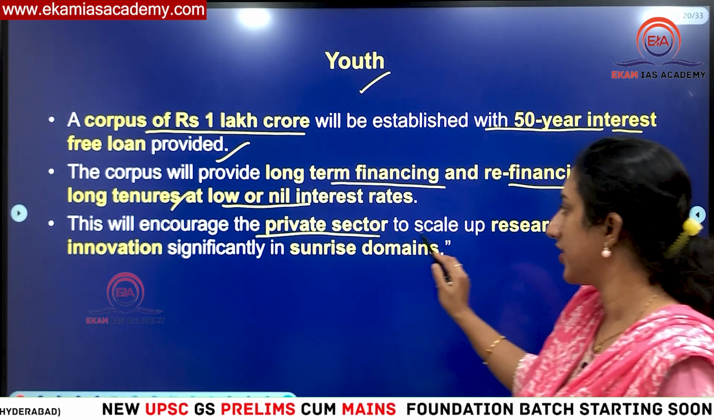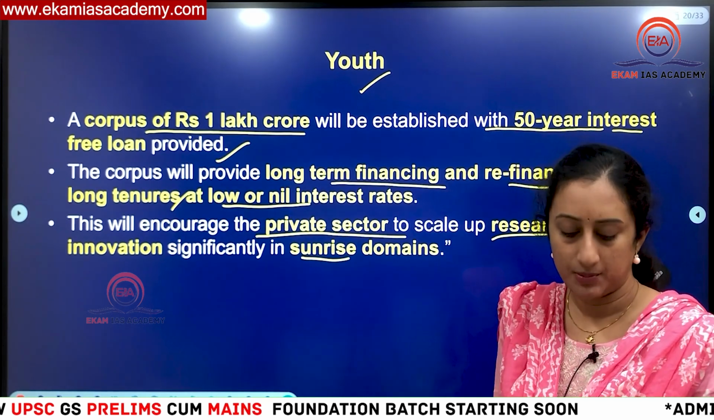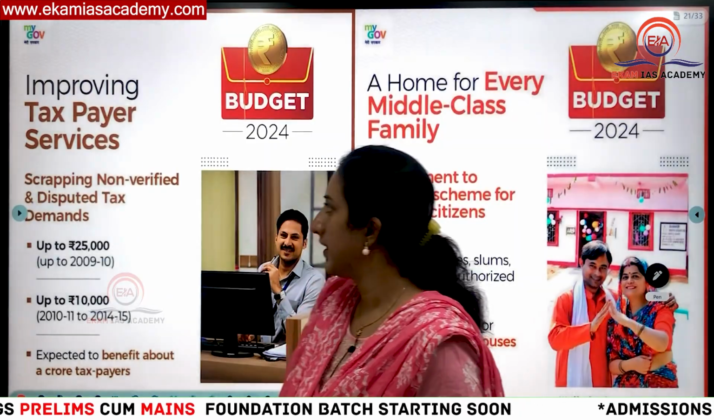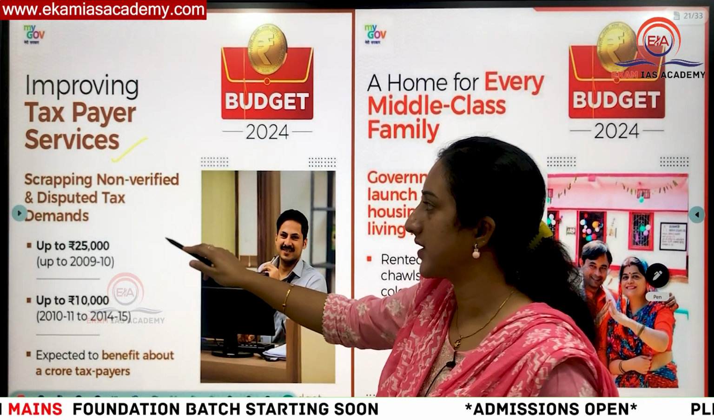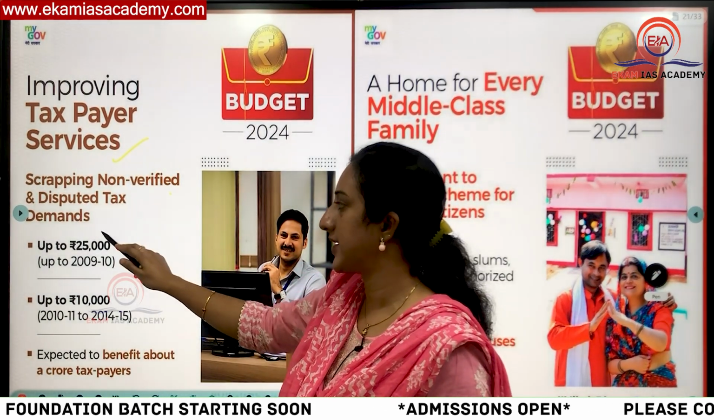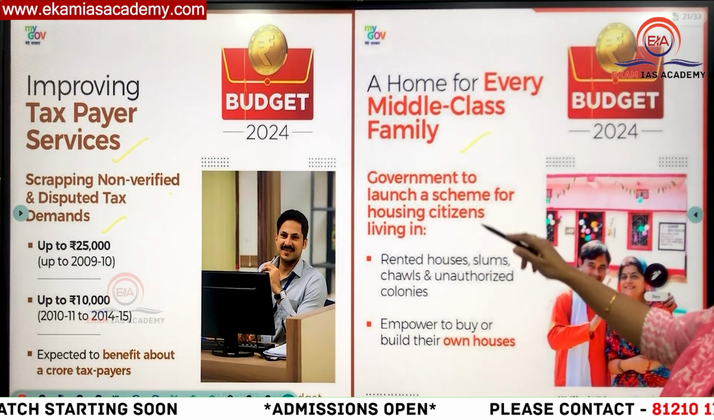This is one boosting scheme for entrepreneurship among the youth, along with skill development related initiatives. This will also encourage the private sector to do research and innovation in sunrise domains, whichever the emerging sectors are, and we can enhance those. You can see these are the things announced for the taxpayers: scrapping non-verified disputed tax demands. This is one major thing they have announced.